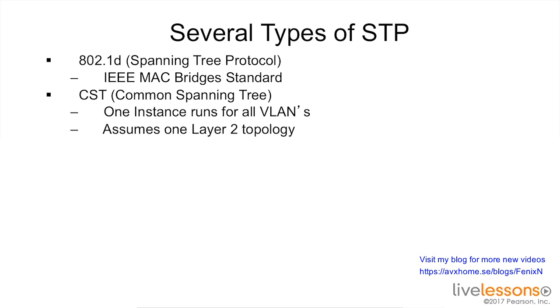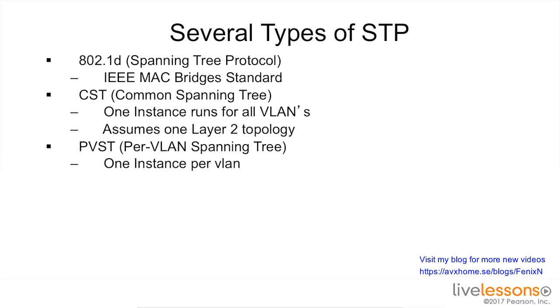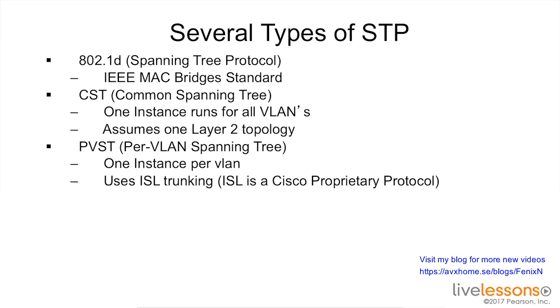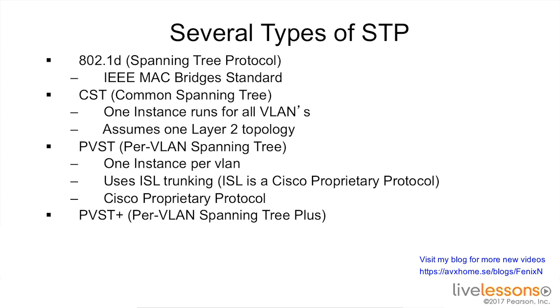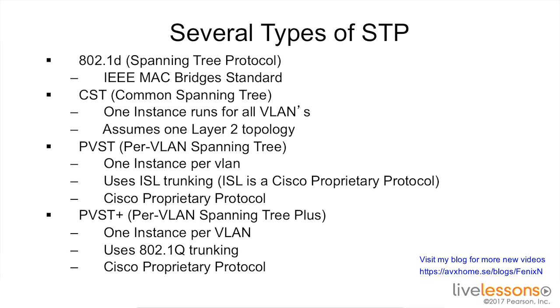Cisco improved on that with Per VLAN Spanning Tree and Per VLAN Spanning Tree Plus. Per VLAN Spanning Tree had one instance of spanning tree per VLAN, allowing you to load balance and reduce the amount of fate sharing in your spanning tree environment. The downfall to it was that it used the ISL trunking protocol, a Cisco proprietary trunking protocol. PVST Plus was the same as PVST, but instead used 802.1q for trunking instead of the Cisco proprietary protocol.